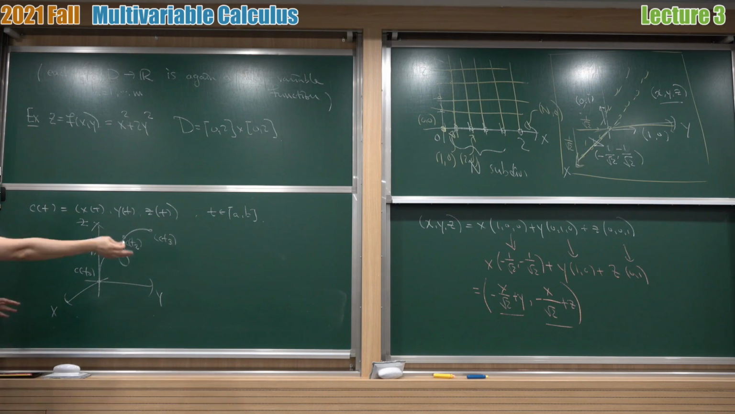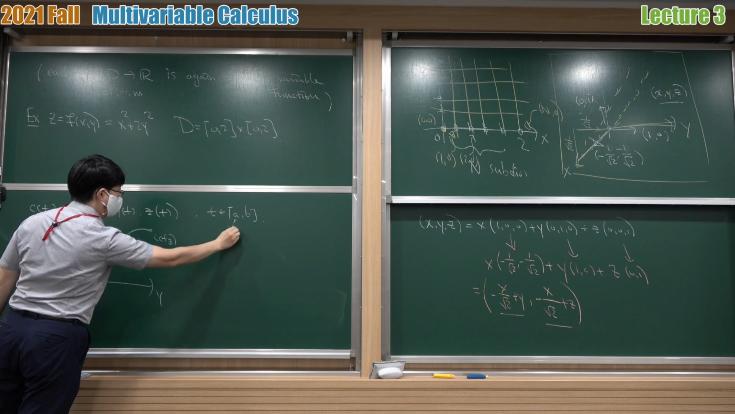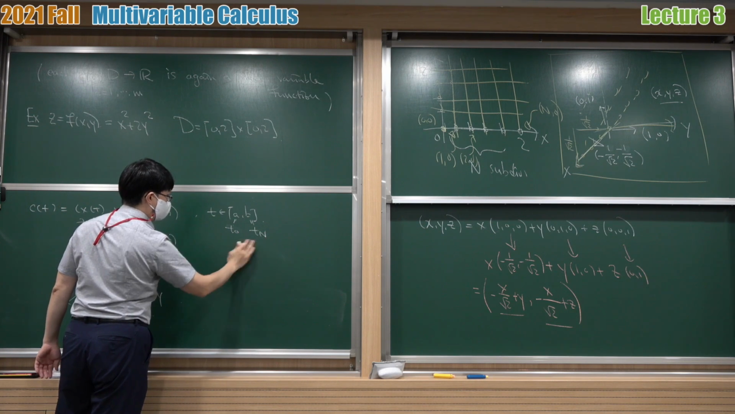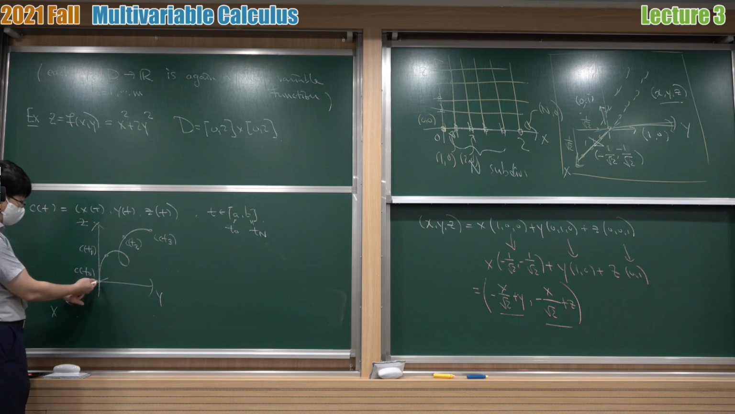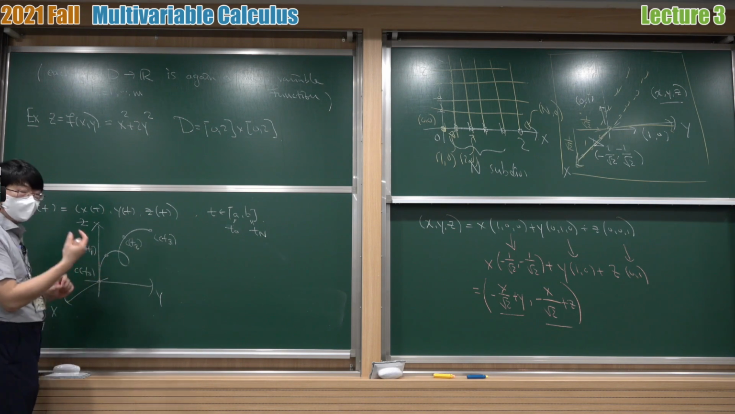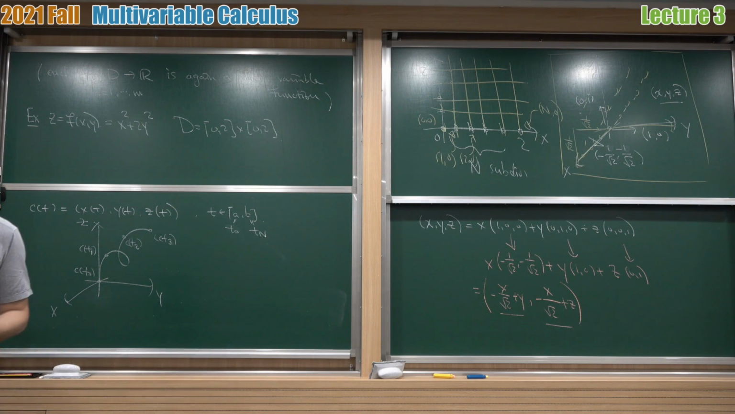So it goes on from a to b. So a should be t0 and b should be tn. If you subdivide it into n pieces, then it should have n plus 1 subdivision points. And then all you need to do is connect these points by straight lines. Okay, so let's try to do that. Here we have.